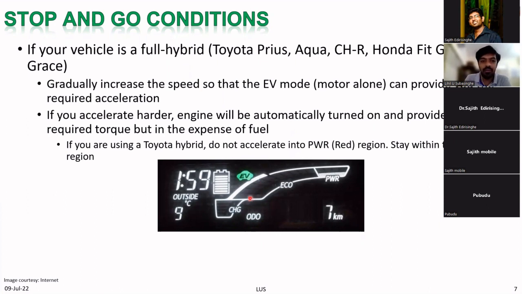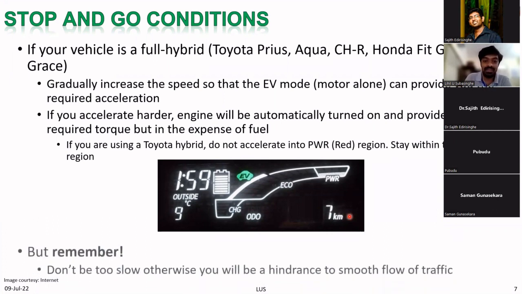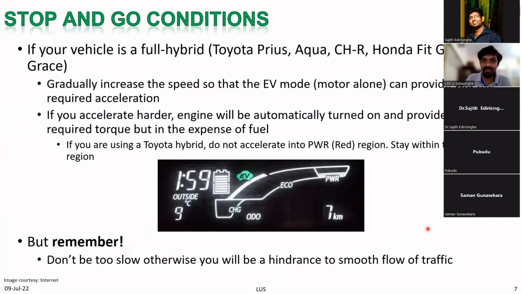This is valid for the Toyota Aqua and Toyota Prius. Usually, for all Toyota hybrid vehicles, this kind of graph or meter gauge is there. If you haven't tried this before, try it and check whether it is true or not. This is basically for stop and go conditions, but again I need to tell you, don't be too slow. If there's a lot of traffic behind you, don't be too slow. Gradually increase the RPM until you get the speed without being a hindrance to the people behind you.